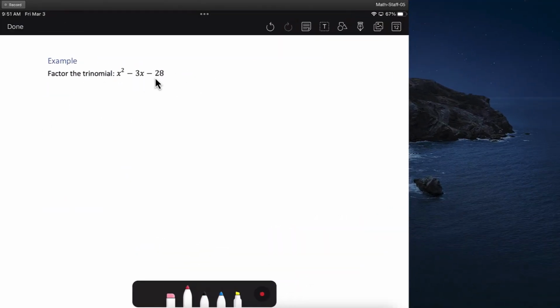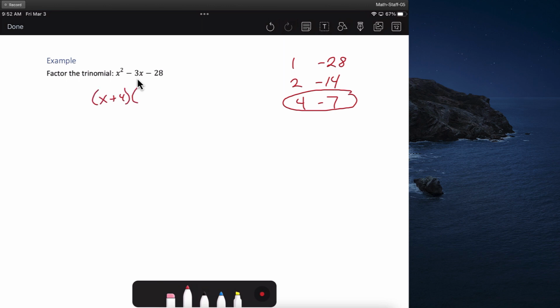In this example, we want the product to be negative 28 and the sum to be negative 3. Again, if the product is negative, then the two numbers have to have different signs. And since the sum is negative, then the bigger number is going to have the negative value. So we have 1 times 28. Again, the bigger number is negative, or 2 and negative 14, or 4 and negative 7. These are all the pairs of numbers that multiply to negative 28. Which one of those is going to have a sum of negative 3? 4 and negative 7. So we have x plus 4 and x minus 7.